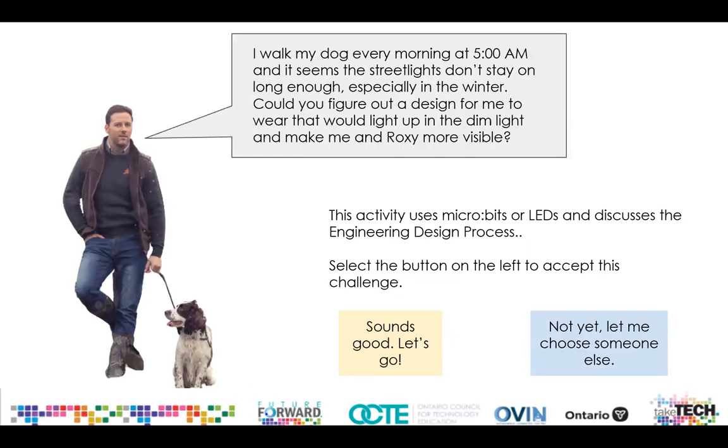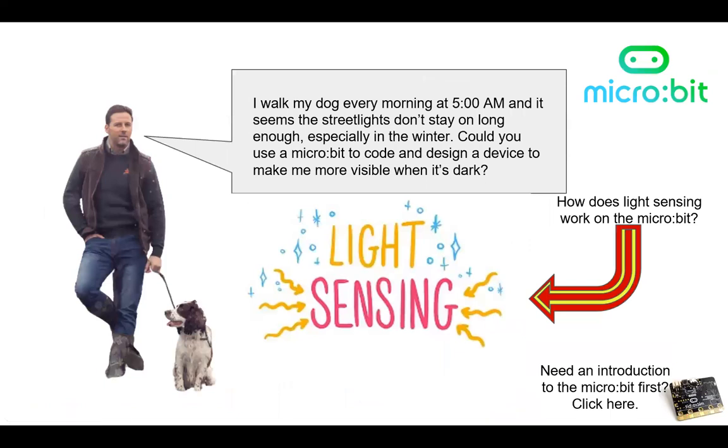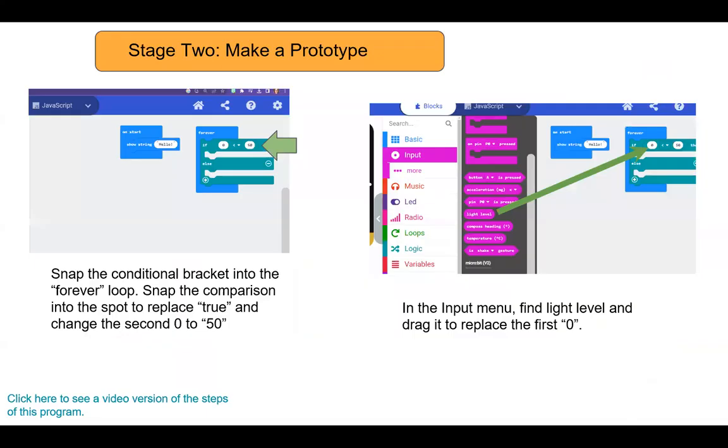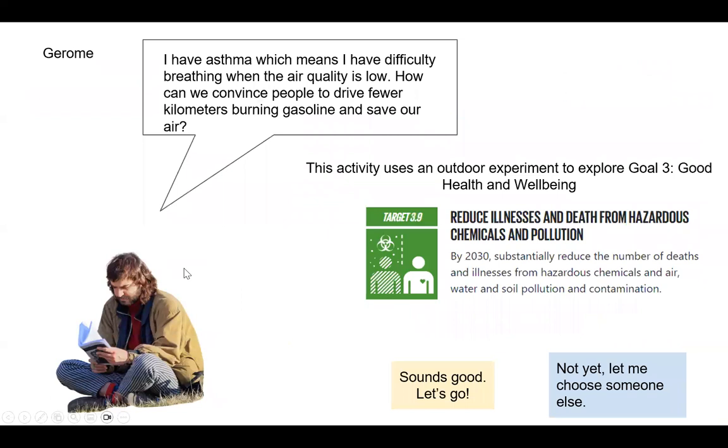So we have Clyde and Roxy, and they're looking for a way to use LEDs to be more visible in their early morning walks. The challenge has an uncoded and coded option. So there are actually two challenges with Clyde and Roxy. One is making something more noticeable, and the other is specifically using a microbit to make them more noticeable. And there are actual step-by-step instructions for the microbits once you get into the activity. Then we have Jerome.